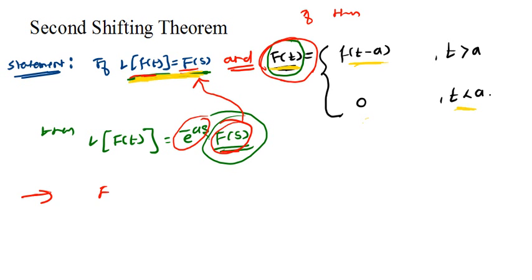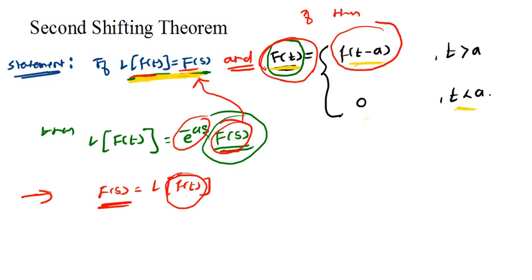Okay, what is F(s)? F(s) is given as L of f(t), which means to calculate this F(s), we need this f(t). And how to get this f(t)? This f(t) will be calculated using F(t minus a). Okay, so how to get f(t)? f(t) can be calculated using this F(t minus a).